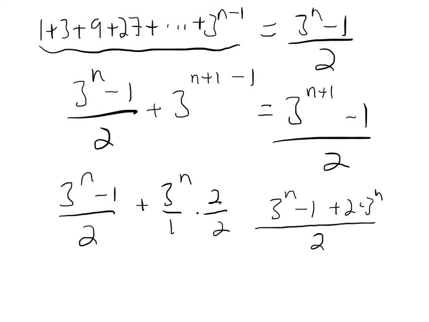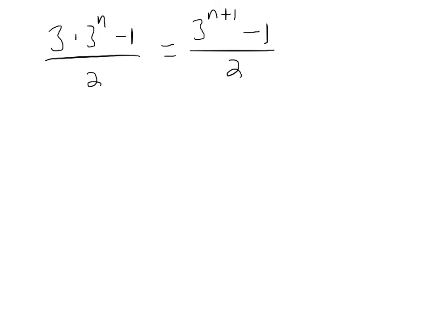all over 2. So that leaves me, let's see, what do I have for like terms here? I have a 3 to the n and a 2 times 3 to the n. That gives me 3 times 3 to the n minus 1 all over 2. So that's the left hand side. Now I'm going to have to verify the right hand side. So I've got this left hand side simplified. Now I've got to simplify this right hand side.